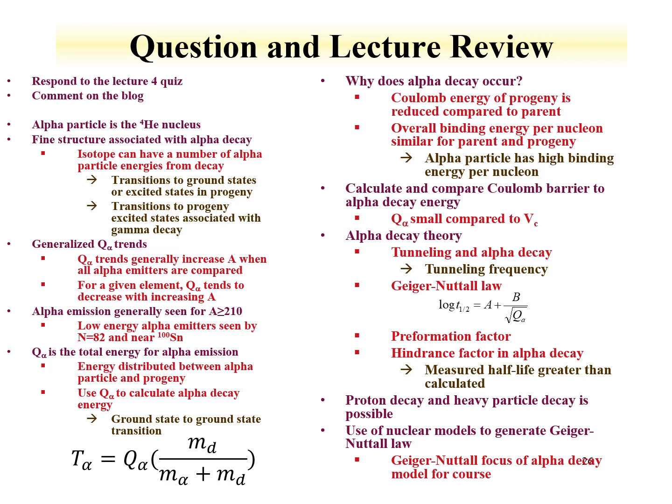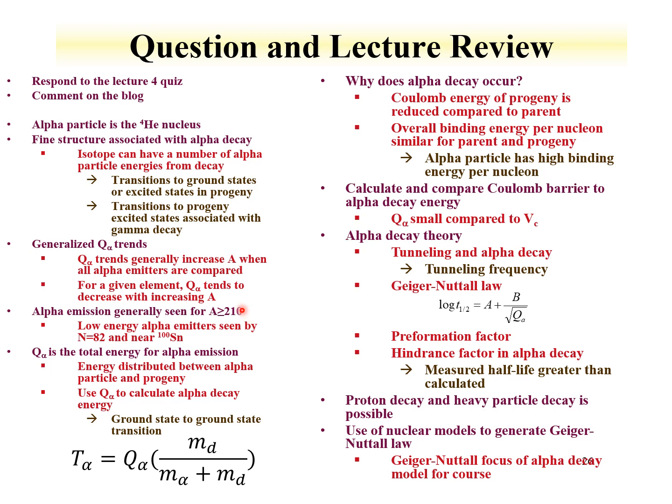Transitions to ground states or excited states in the progeny result in these different energies, and transitions to the progeny excited state also are often associated with gamma decay, and we'll discuss this more in the lecture on gamma decay. You should be able to identify some generalized trends for the Q value for alpha decay. Generally speaking, the Q value increases in energy for A over all alpha emitters when they are compared. However, for a given element, the Q alpha tends to decrease with increasing A.